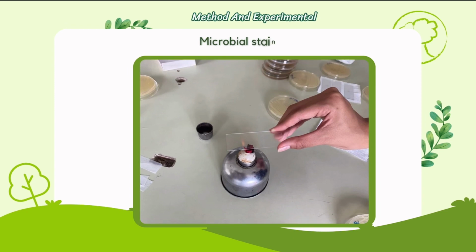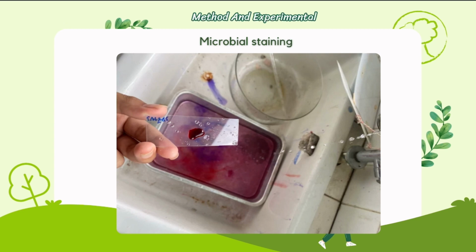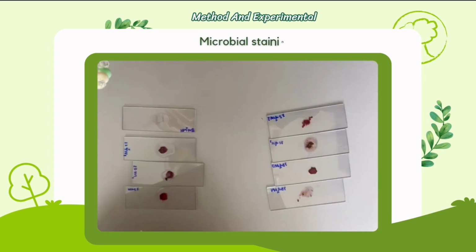Add a drop of crystal violet to cover the smear. Leave for 30 seconds, then rinse with distilled water. Then add a drop of iodine solution to cover the smear and leave it for 30 seconds, then rinse with distilled water. Wash off the stain with 85% alcohol for 10 to 20 seconds, then rinse with distilled water. Add the counterstain and leave for 30 seconds, then rinse with distilled water. Then leave the slide to dry completely or blot it with a tissue.